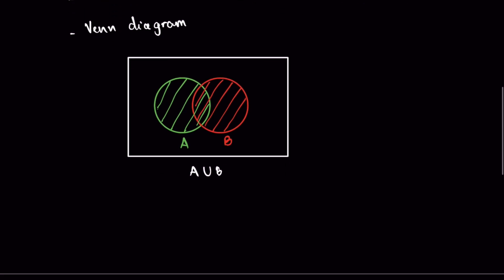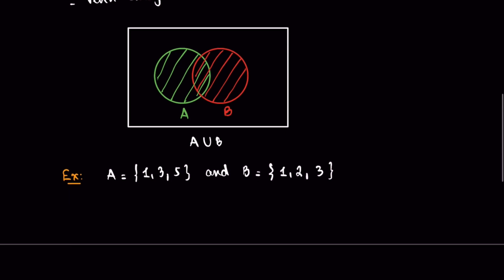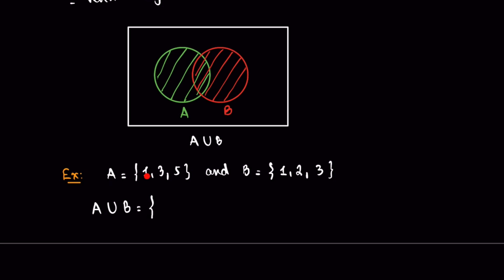Now for example, if I have two sets, A is equal to the set of the elements 1, 3, 5, and B is the set of the elements 1, 2, 3. Now you want to find the union of these two sets. What you can do is you write A union with B is the set of, so here the element 1 is in A and it's also in B, so you count 1.